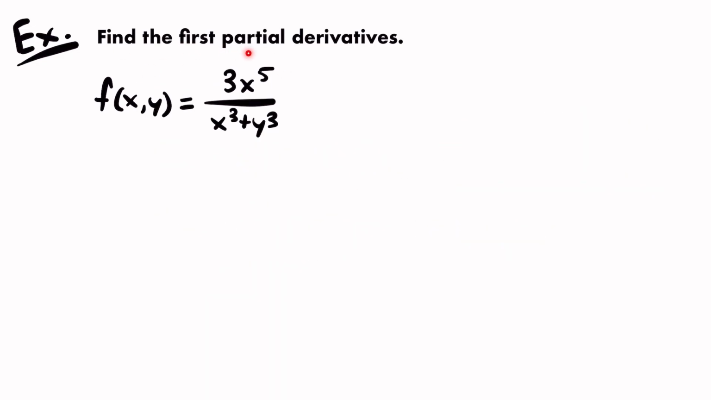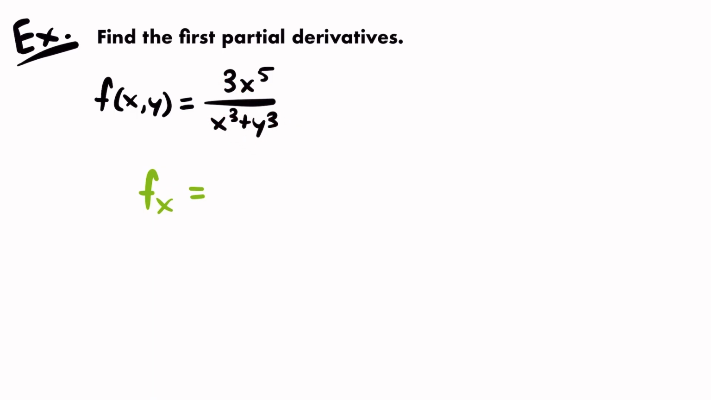Next up, we want to find the first partial derivatives of this multivariable function. We have f of xy is equal to 3x to the power of 5 divided by x cubed plus y cubed. Okay, so this time we have a rational function, which might mean we have to pull out the quotient rule. We'll have to see. Let's start with the partial derivative with respect to x, which I'll represent with fx. How would we take the derivative of this function with respect to x and treating y as a constant? Well, we will have to use the quotient rule because we have a function in terms of x divided by another function in terms of x.